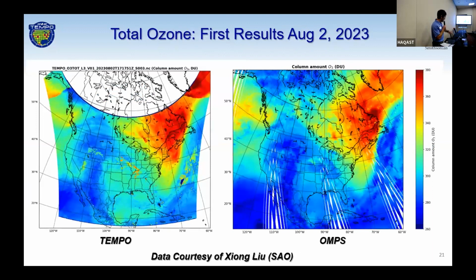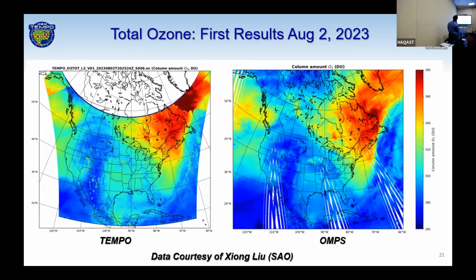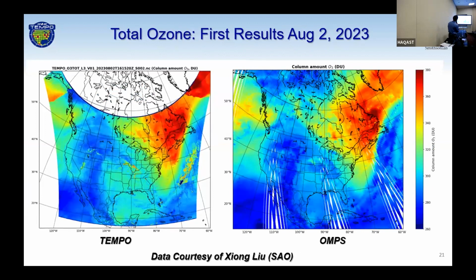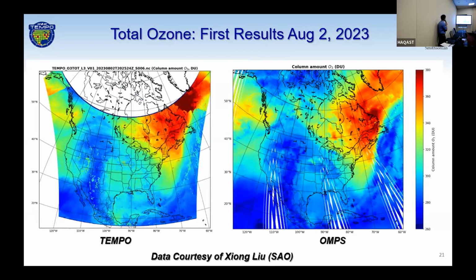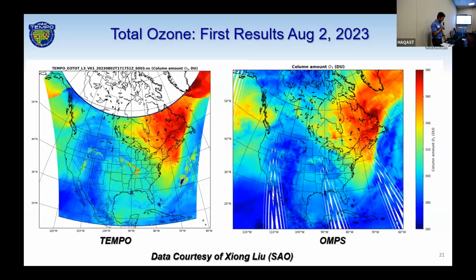I'm probably out of time already, but give me another minute or so and I can go through the total ozone. This is brand new data that we're looking at. To the left, we have Tempo hourly total ozone information. To the right is OMPS, our low Earth orbiting data. And now we're seeing this daytime diurnal hourly evolution of total ozone over the Tempo field of regard for the first time.